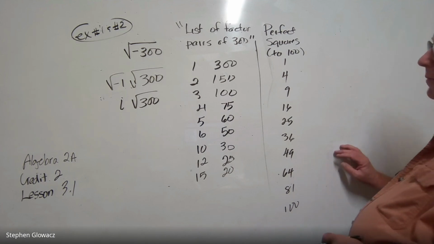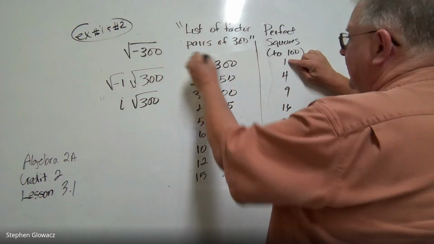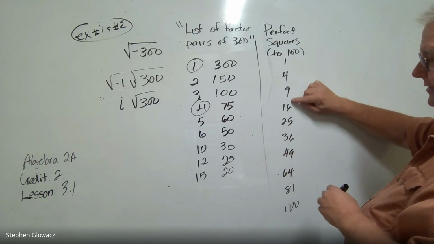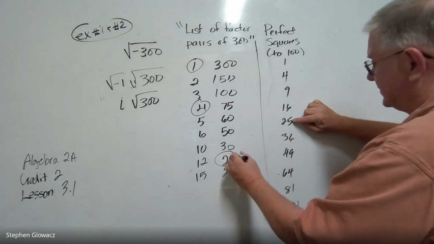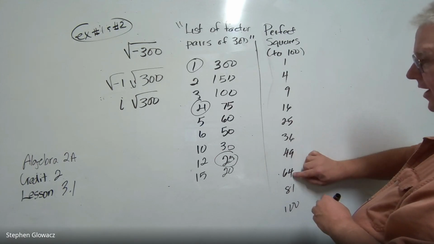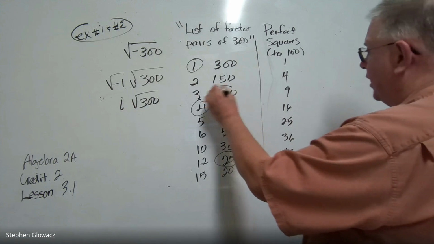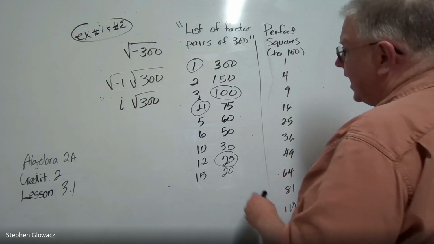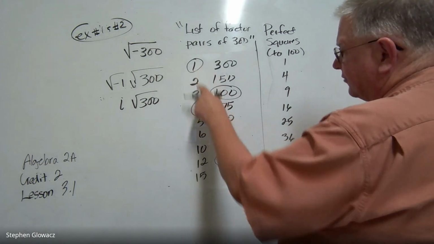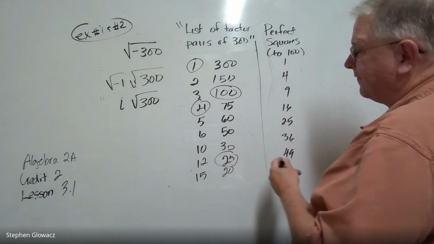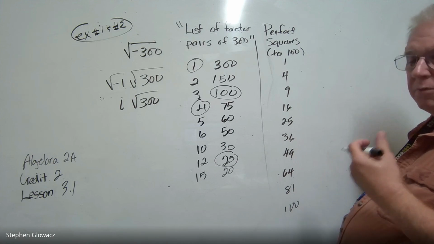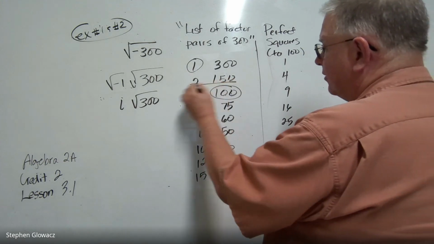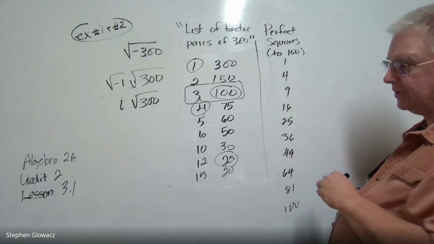All right, so what perfect squares do we see here? Well, we see that 1 is on our list of factors. 4 is also there. 9 is not. 16 is not. 25 is there. 36, 49 are not. 64, 81 are not. 100 is there. So now once you've identified all the perfect square factors, in this case we have 4 of them, look for the factor pair that has the largest perfect square. So there's 1, 4, 25, and 100. 100 is the largest, so we're going to take that pair in order to simplify it.